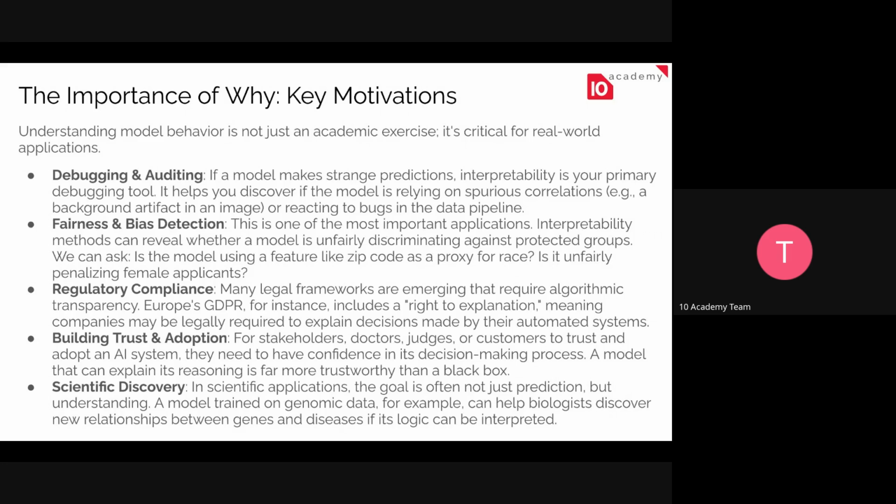Is it from the model? Is it from the pipeline? Is it from the input? Or is it from something else?